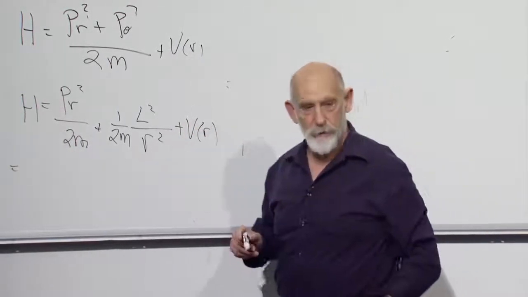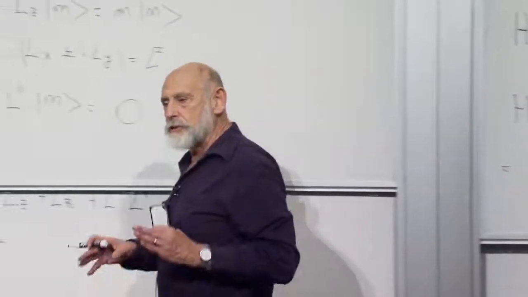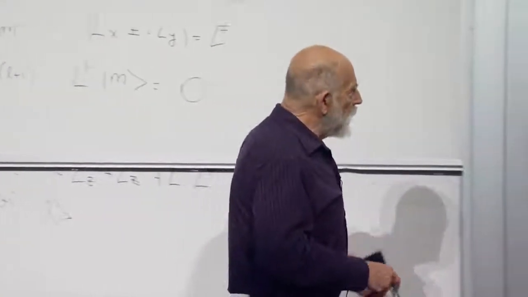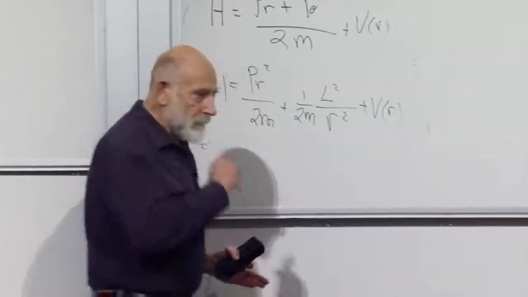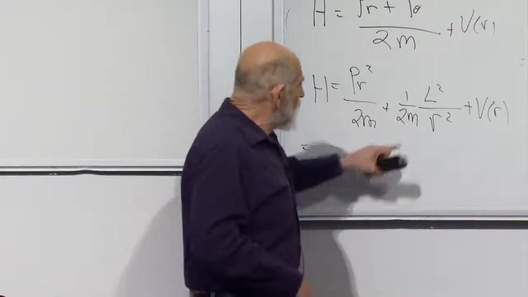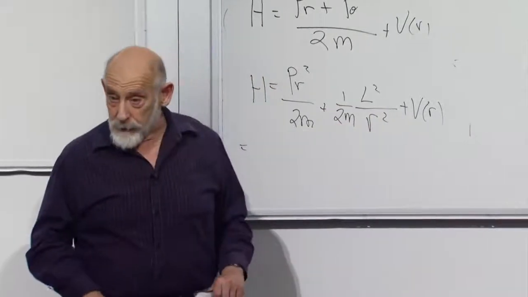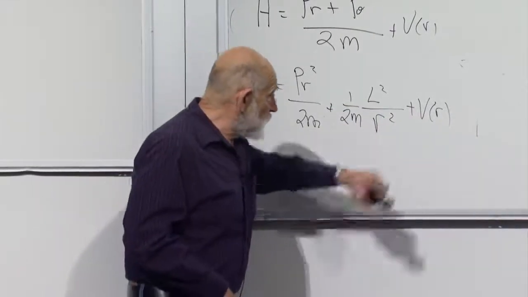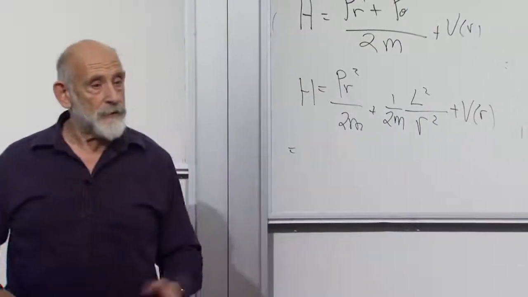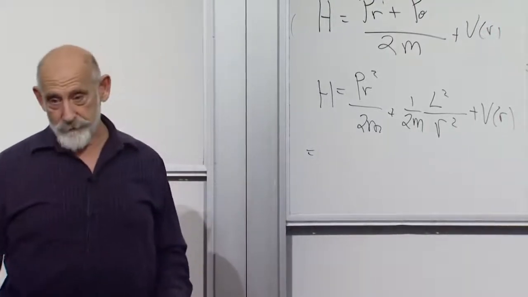Remember that L is conserved. So once you pick L, once you know what the angular momentum is, it doesn't change on you. So once you know what it is, you can freeze it. And you can say the Hamiltonian of this system is just p r squared as though it was just a one-dimensional problem, plus an extra term which goes like 1 over r squared, plus the original V of r. What is this term called?